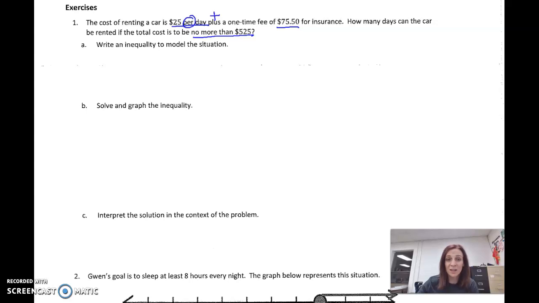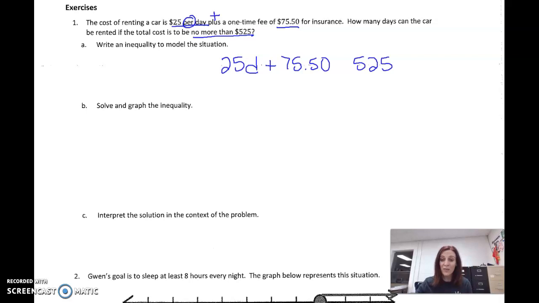All right, so if we're writing a linear model, we're paying $25 per day. That means I'm going to multiply by the number of days. So I'm going to write 25 times D plus our one-time fee of $75.50. And then we have, it can be no more than 525. So no more than 525 is the max. That means it has to be less than. But if it can be no more than, it could also be equal to.